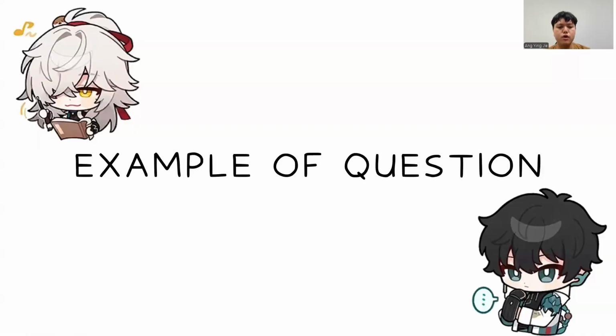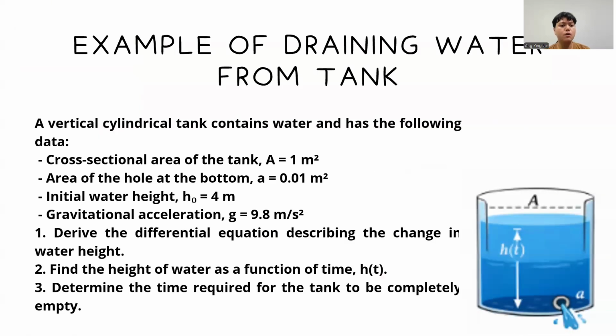Hi, now I'm going to talk about the example question. We have a vertical cylindrical tank containing water with the following data: cross-sectional area of the tank A equals 1 meter square, area of the hole at the bottom a equals 0.01 meter square, initial water height H equals 4 meters, gravitational acceleration g equals 9.8 meters per second square. Now, we want to derive the differential equation describing the change in water height, find the height of water as a function of time, h(t), and determine the time required for the tank to be completely empty.